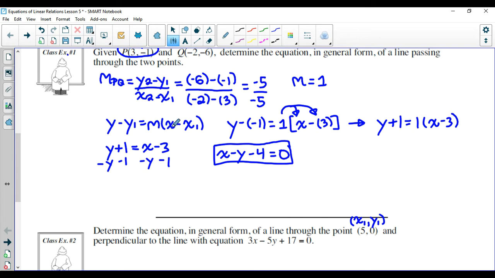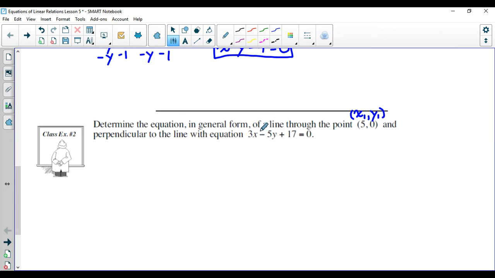Now, if I'm going to use the slope point form here, I need to figure out what the slope is. Okay, so what we're going to do is let's figure out the slope of this line. Okay, so we'll call this line L1, and figure out its slope, and then identify what a perpendicular slope would be. Okay, so let's start off with this equation, which is in general form. So you have 3x minus 5y plus 17 is equal to 0.